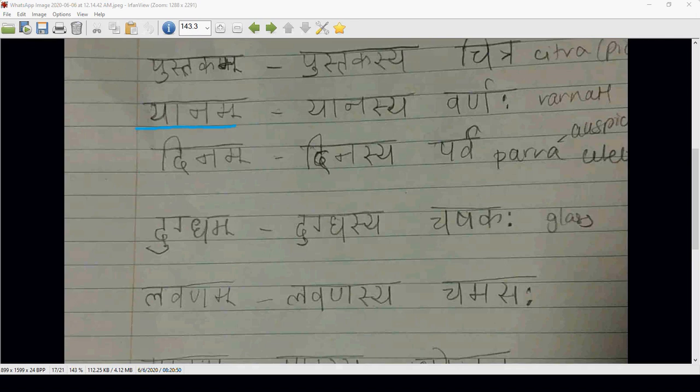Then we have dinam. Dinasya parva. I think he has started getting confused. It should probably be parva, right? No, parva is correct. Parva is the right word, because it has a different root word. So parva is the correct word here. I wasn't sure what word to use with the dinam. Because at one point I was thinking, okay, Shubha dinam, then that won't be right, right? Because Shubha dinam.